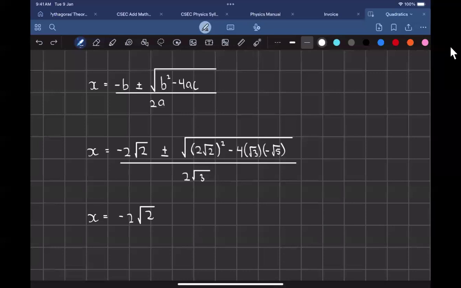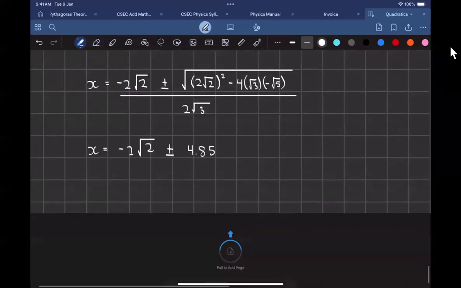I get 4.84. But I put the square root sign one time, like I square everything one time. You put in the whole thing, right. So then this whole thing, instead of writing that, I can now write 4.85, I round it off. 4.85. And you see how simple.